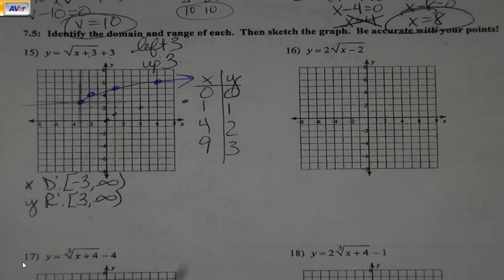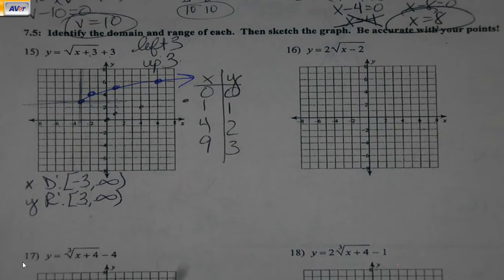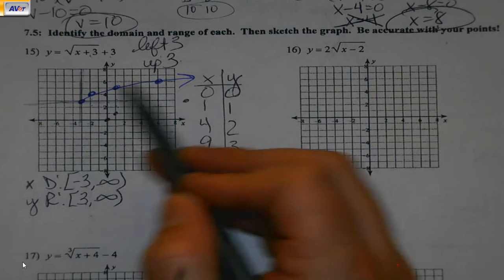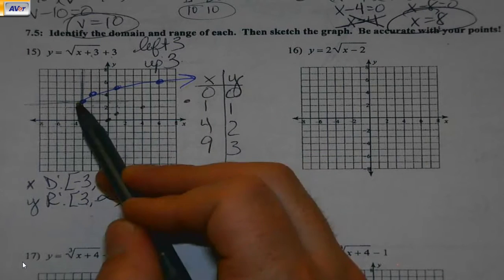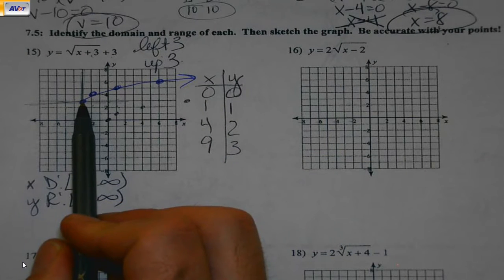Just I still don't get why the range is like 3 to positive infinity. Okay. Because like if it's going up and down, wouldn't it be 0 to positive infinity? Okay, because here's my actual graph though that I'm using. So this is the lowest point on that graph.